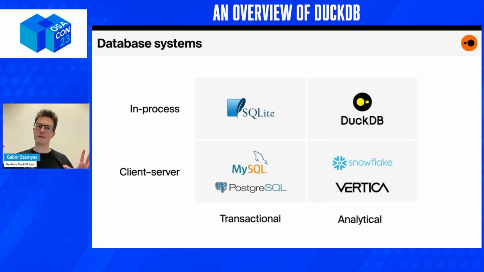If you think about database systems along two axes, in-process versus client-server in terms of their deployment model, and transactional versus analytical in terms of their target workload, you can see that SQLite targets transactional workloads where you only access a couple of rows in each query, whereas DuckDB targets analytical workloads like data warehouse systems like Vertica or big cloud data warehouses like Snowflake. And this makes DuckDB quite unique in its category.